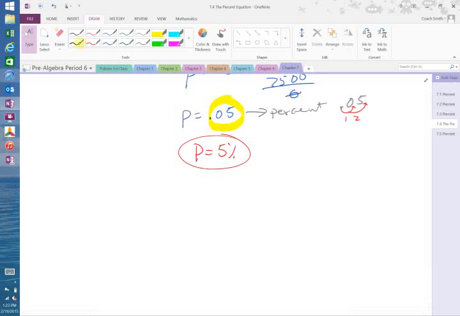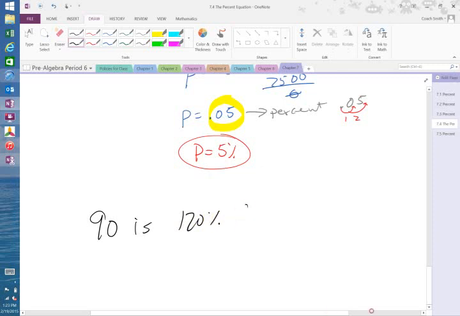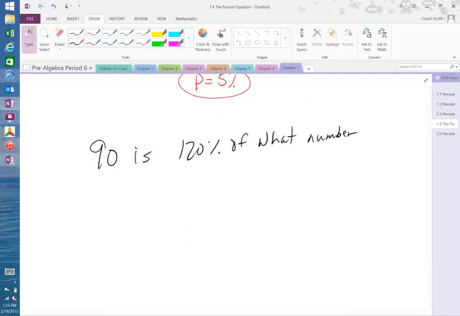If we look at this, 90 is 120% of what number? Okay? So we have to translate this one.